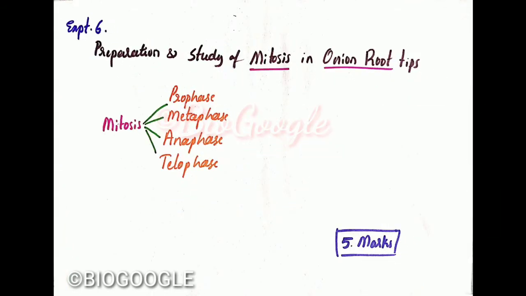Experiment number 6: preparation and study of mitosis in onion root tips. Mitosis being one of the important types of cell division, this will carry 5 marks, and this is a compulsory experiment. In question number 2 you have to perform this experiment, otherwise you will lose the complete 5 marks.